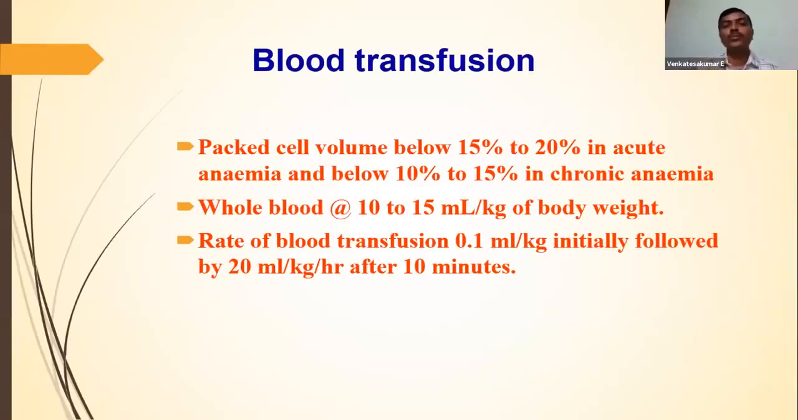When you go for blood transfusion: any bleeding disorders, or any anemia due to hemoprotozoan diseases, after the treatment the animal is not recovering properly, still the packed cell volume is below 15%, or hemoglobin level is below 5 gram per deciliter, and RBC level is below the anticipated level. So we need to replace the RBCs, thereby improving the oxygen carrying capacity of the blood. For that, we need to go for blood transfusion.